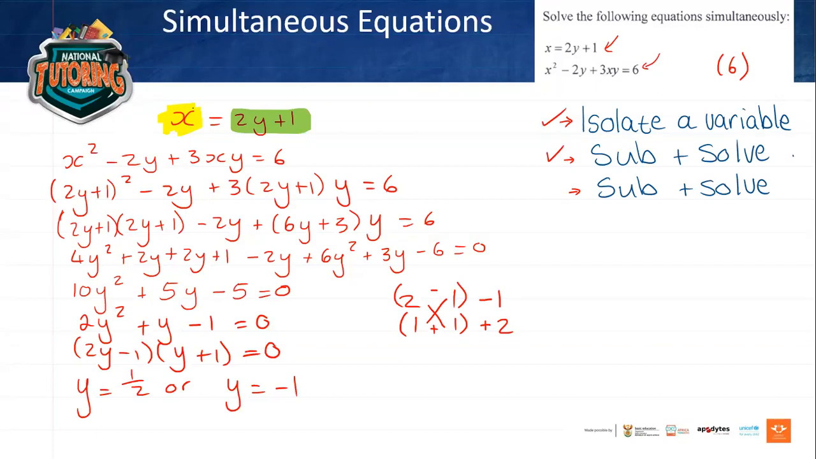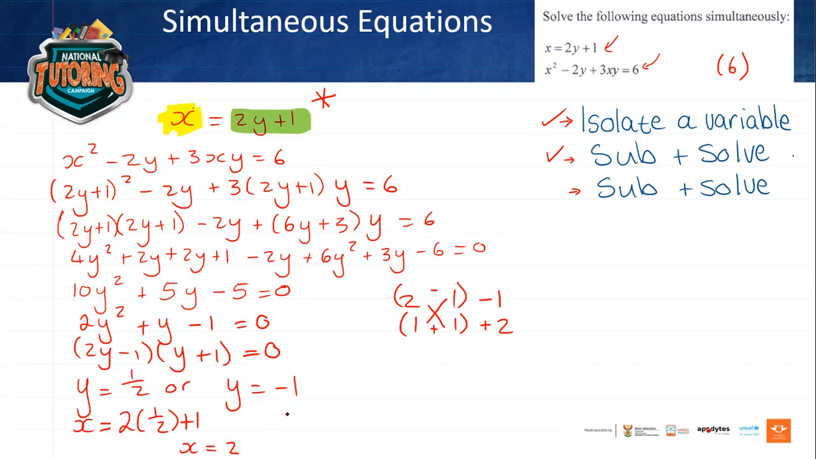But now it's a simultaneous equation. You always want your x values as well. So that's the third step, sub and solve. You can choose whether you want to sub it into the linear equation or the quadratic equation, but it is far easier to solve linear equations. So when y is a half, I'm going to go back to this first linear equation that I had at the top there, and I'm going to sub in my y value that I solved for, and we can get the corresponding x value, which is going to be 2 times a half is 1 plus 1. We get x is equal to 2.